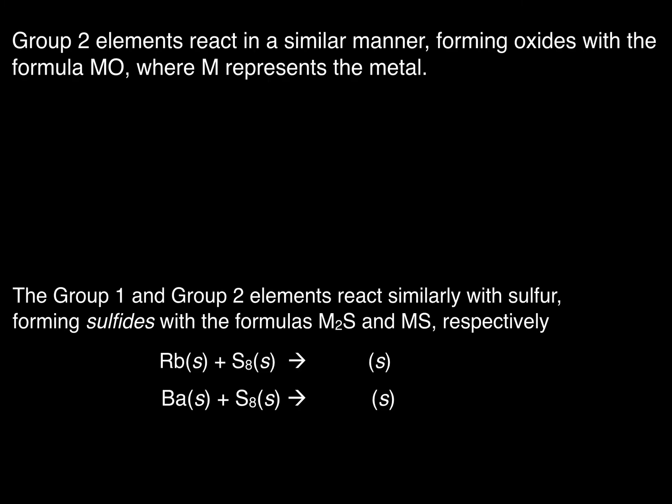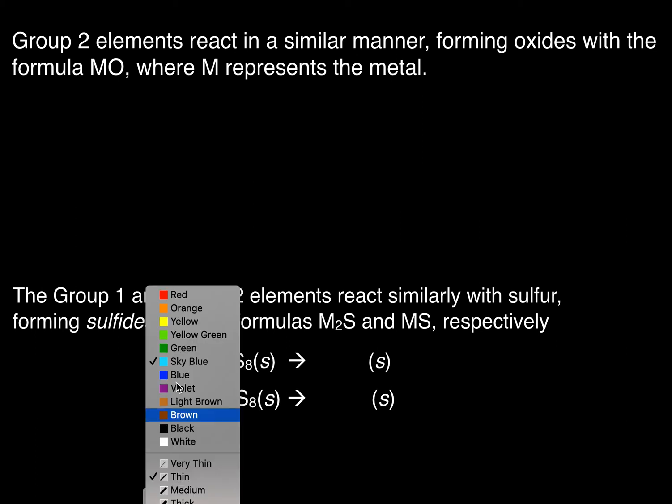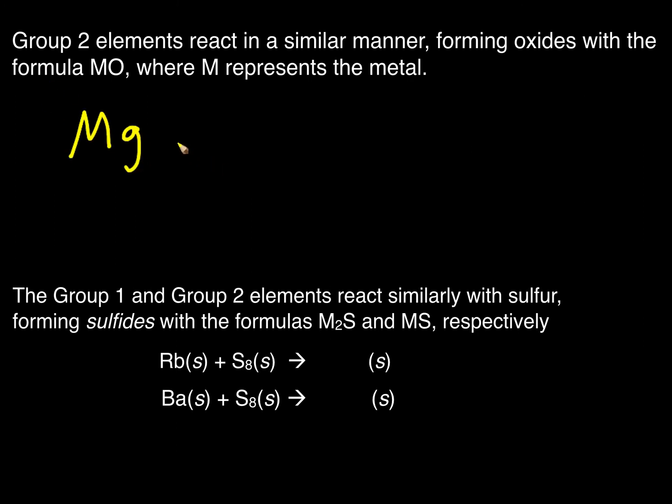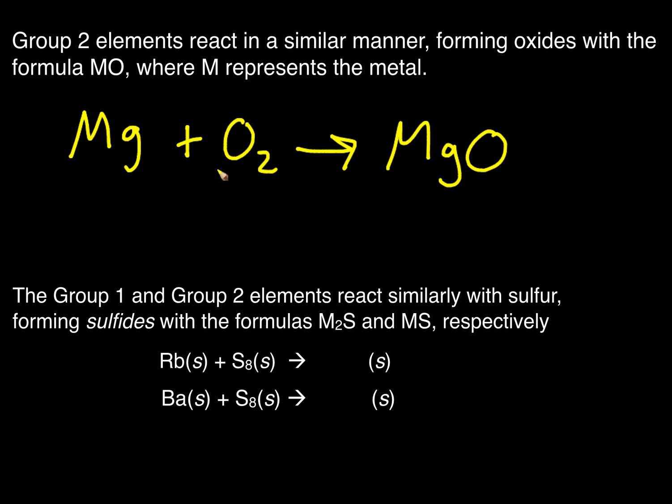So group 2 elements react in a similar manner, forming oxides with the formula MO, where M represents the metal. Say we have Mg, which is a group 2 metal, alkaline earth metal, plus O2 will produce MgO. Now to balance this, we have 2 oxygens on the left, so we need 2 on the right. But this also makes us have 2 magnesiums, so we need 2 magnesiums on the left. So our balanced chemical equation will be 2, 1, 2.